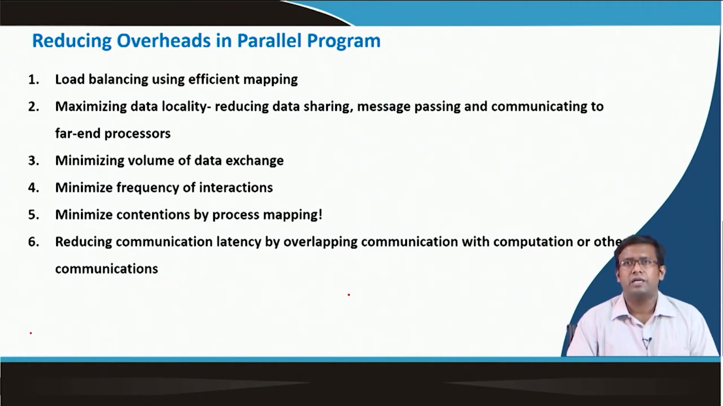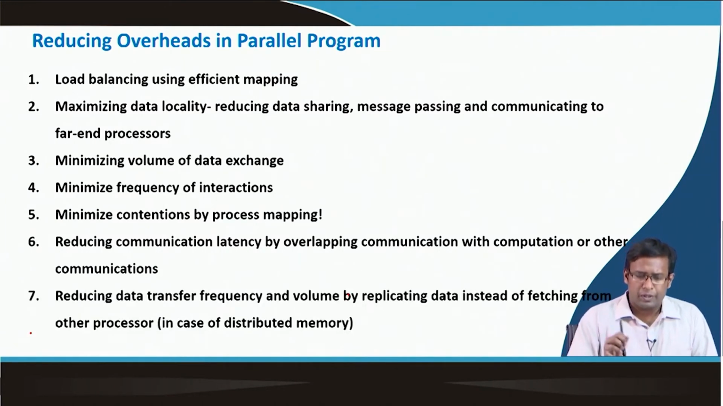In case it has not been exchanged properly or the communication has not been completed, but we are trying to use the data by overlapping computation with communication, we might end up using garbage data or wrong data. So, there has to be a caveat, or there has to be proper synchronization on that.